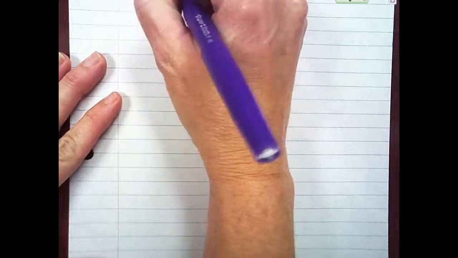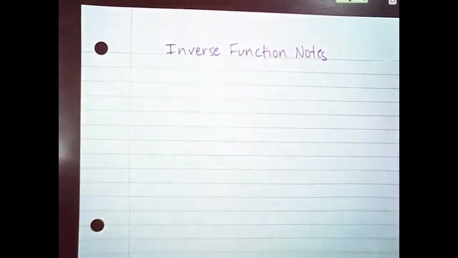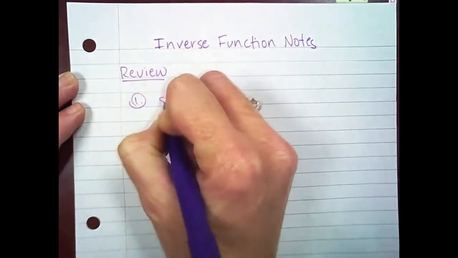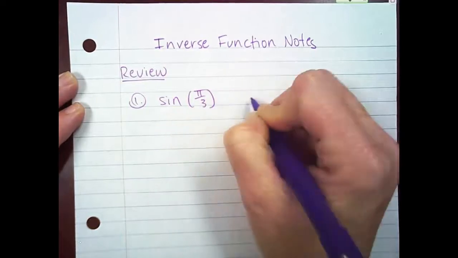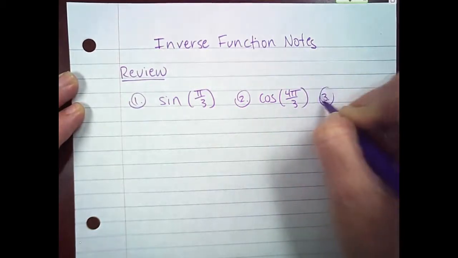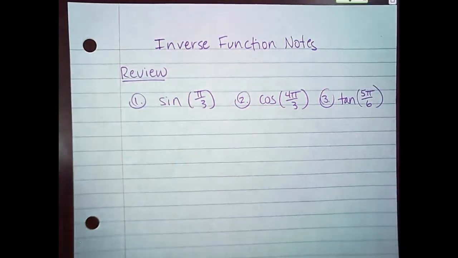Alright, today we're going to do inverse function notes. And to review, do you guys remember if I asked you for sine of pi over 3, or cosine at 4 pi over 3, and the third one I want to talk about is tangent at 5 pi over 6. This is just kind of making sure you're on the right page.